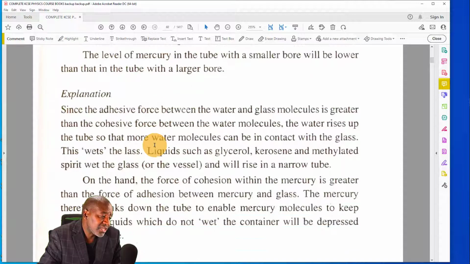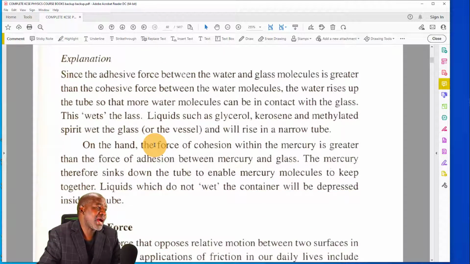How about the explanations? Again, the explanations are given very, very well there. Get the habit of reading the textbook and trying to get some of these materials from there. Since the adhesive forces between water and glass molecules are greater than the cohesive forces between water molecules, the water rises up the tube.